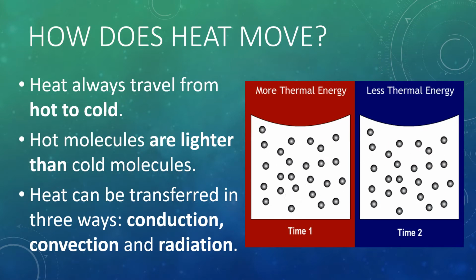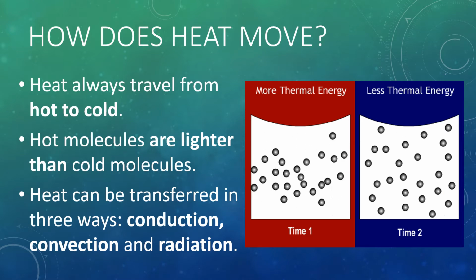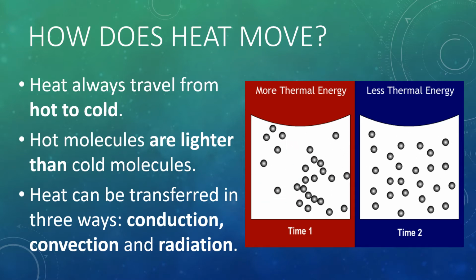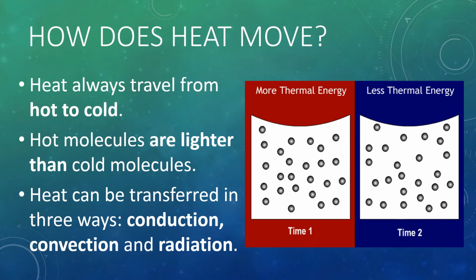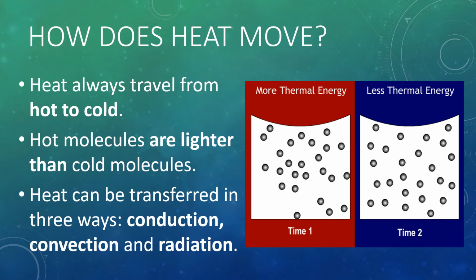How does heat move? Heat always travels from hot to cold. Hot molecules are lighter than cold molecules. Heat can be transferred in three ways: conduction, convection, and radiation.